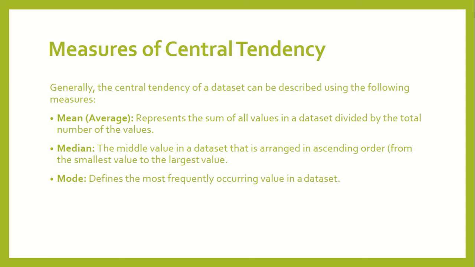So, measures of central tendency. Generally, the central tendency of a dataset can be described using the following measures. Mean or average represents the sum of all values in a dataset divided by the total number of values. Median, which is the middle value in a dataset that is arranged in ascending order, from the smallest value to the largest value. And lastly is the mode, which defines the most frequently occurring value in a dataset. But sometimes there could be instances where there will be no mode when there's no frequently occurring data.